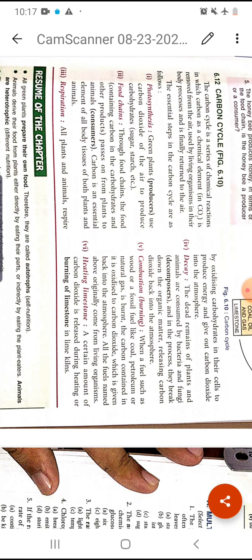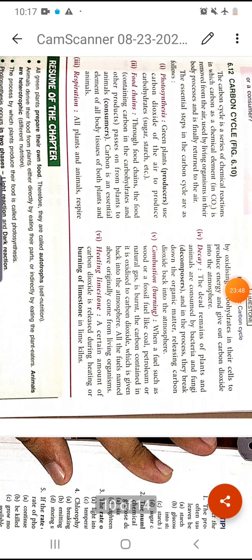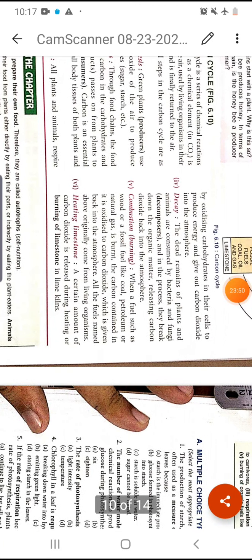Now decaying. The dead remains of plants and animals are consumed by the decomposers, meaning the fungi, bacteria and other microorganisms, and in this process they break down the organic matter and release the particles and also the carbon dioxide back into the atmosphere.